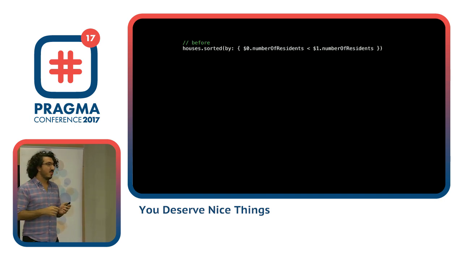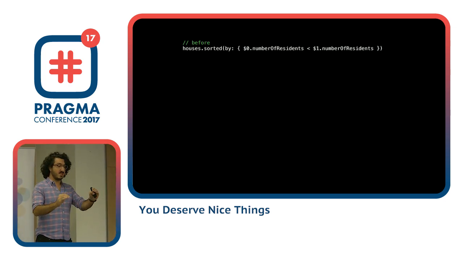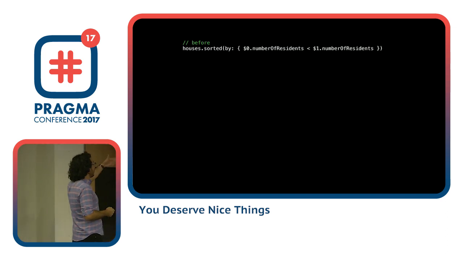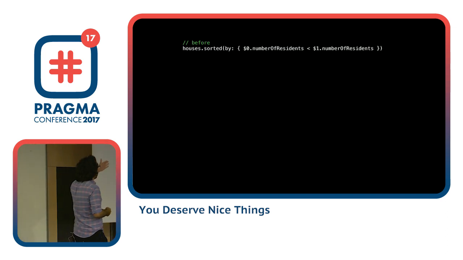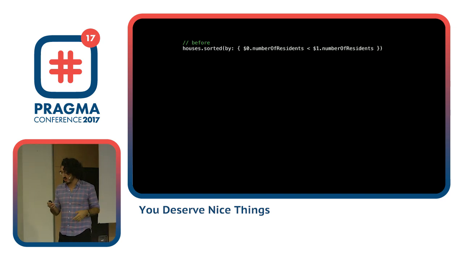There's one other small thing that's wrong here, which is a small bit of duplication. Almost never do you want to compare the same object but use two different properties. You almost always want to use the same property. So we've actually duplicated this code that accesses the property. $0.numberOfResidents and $1.numberOfResidents is duplicated code.